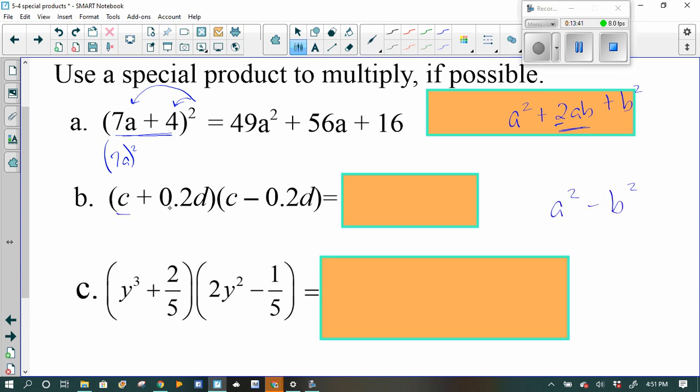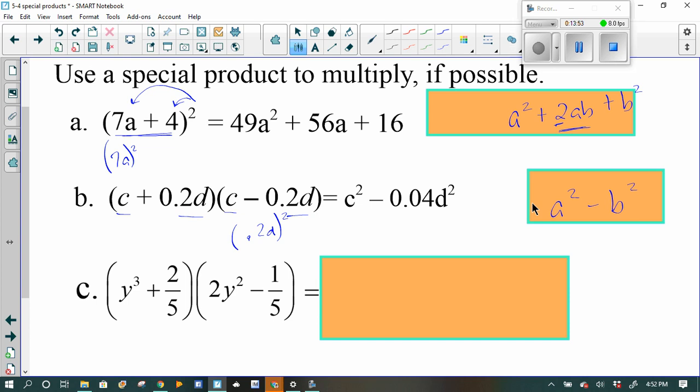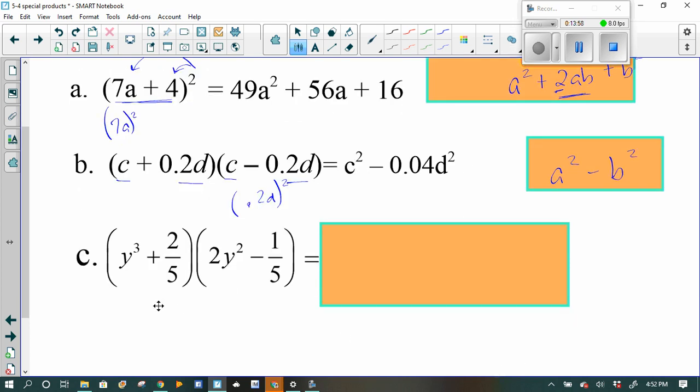So c squared minus, and then you've got (0.2d) squared. So you're going to get 0.04d squared. Okay, this one, it's going to follow the same rule because they're, oh, no, they're not. I didn't pay attention. This is just going to be your distribution.